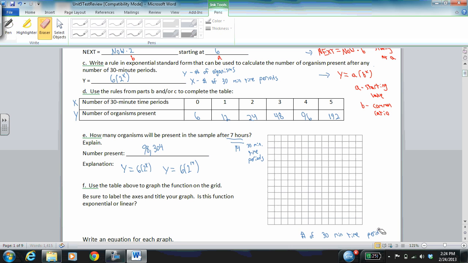I can't spell periods today for whatever reason. Periods. Doesn't work. And let me get this out of the way. The y-axis is going to be number of organisms.